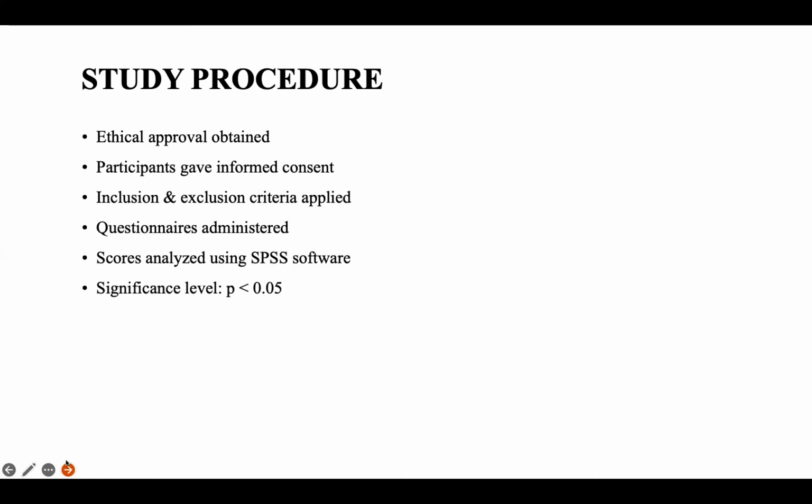Study procedure. So for this study procedure, first I had taken the ethical approval, and informed consent was secured from all participants, students of age group 18 to 25 years. We screened using the inclusion and exclusion criteria. Eligible participants provided demographic details and smartphone usage information. Standardized tools administered were NMPQ to assess nomophobia, DASS-21 to assess anxiety and depression, and the TAM-based scale to assess perceived usefulness of AI chatbot support.